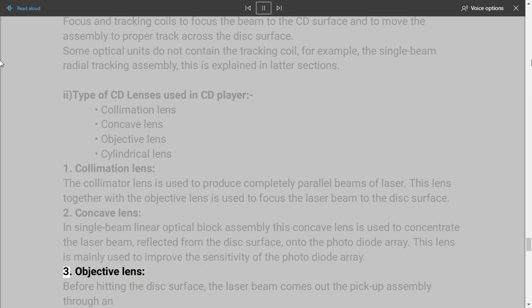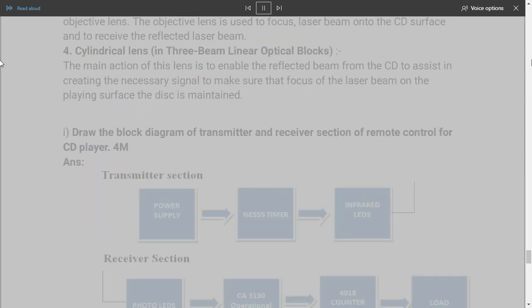3. Objective lens. Before hitting the disc surface, the laser beam comes out of the pickup assembly through an objective lens. The objective lens is used to focus the laser beam onto the CD surface, and to receive the reflected laser beam. 4. Cylindrical lens. In 3-beam linear optical blocks, the main action of this lens is to enable the reflected beam from the CD to assist in creating the necessary signal to make sure that the focus of the laser beam on the playing surface of the disc is maintained.